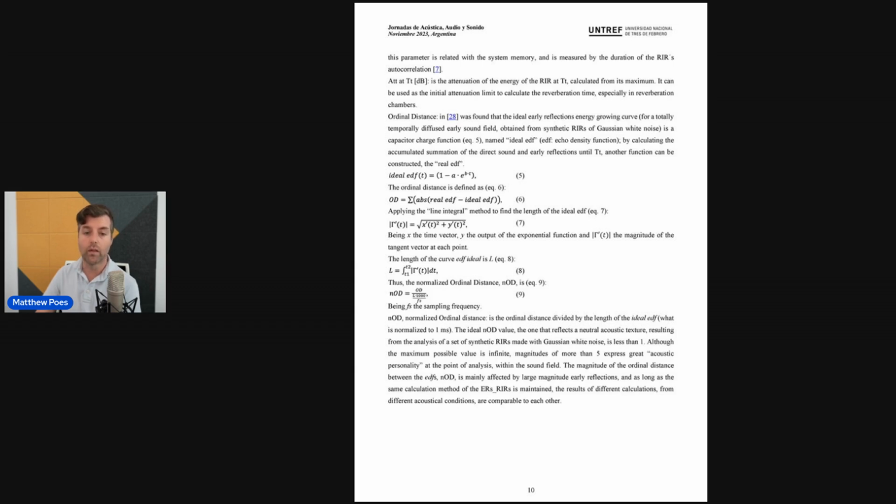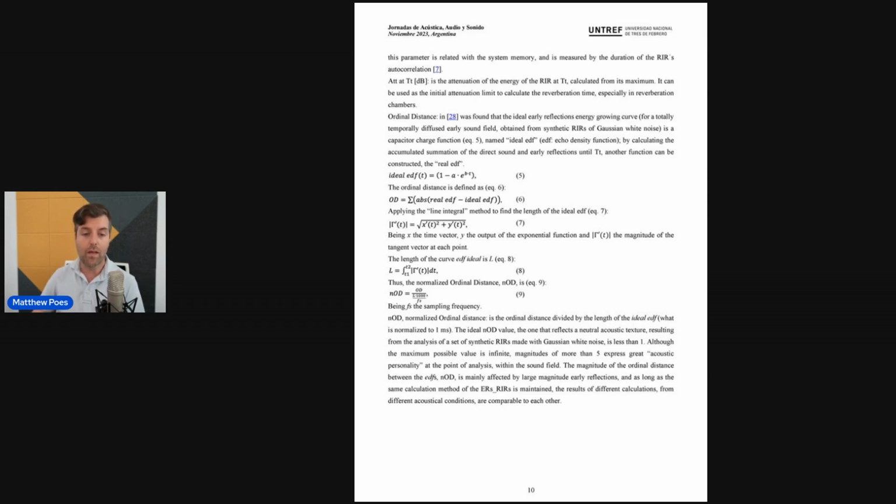All right, so let's get into ordinal distance. This is the one I was telling you. So the normalized ordinal distance allows you to look at this across measures that are done in different rooms, but it's first based on an ordinal distance analysis. And so this was found that the ideal early reflecting energy growth curve for a totally temporally diffused early sound field obtained from synthetic room impulse responses of Gaussian white noise is a capacitor discharge function named an ideal EDF. EDF is echo density function. By calculating the accumulated summation of the direct sound and early reflections until the transition time, another function can be constructed, the real echo density function.